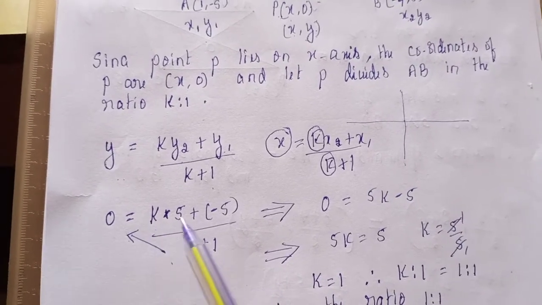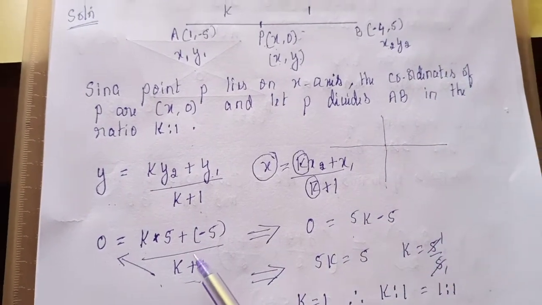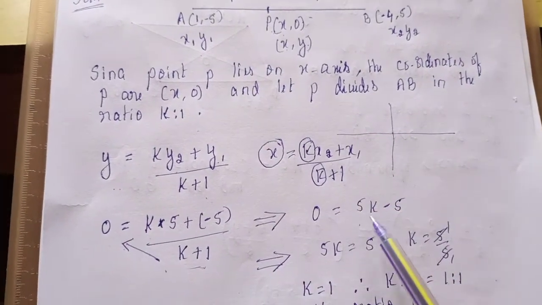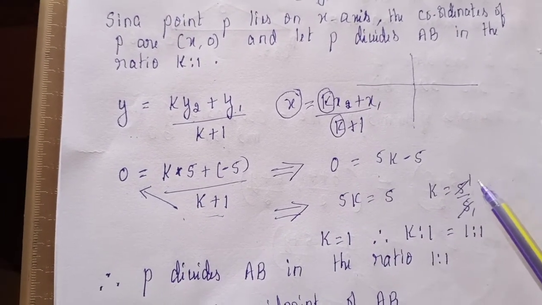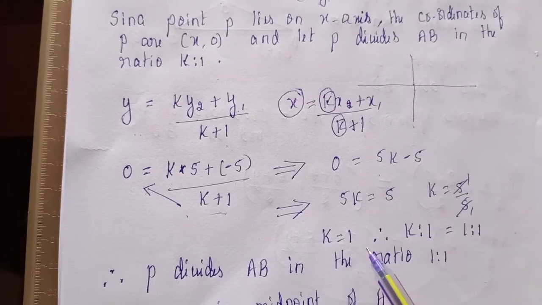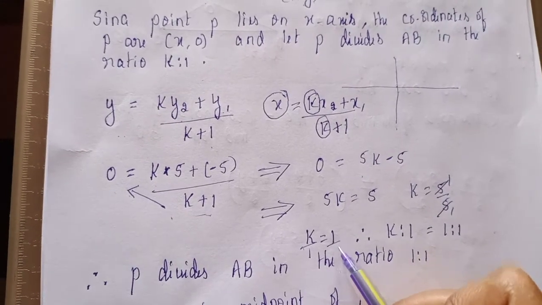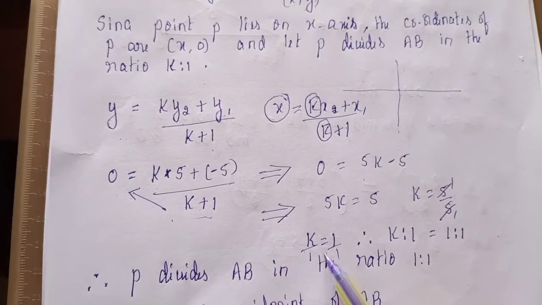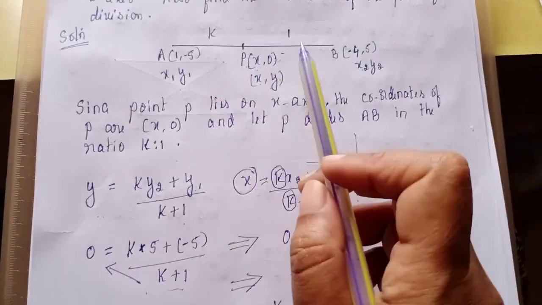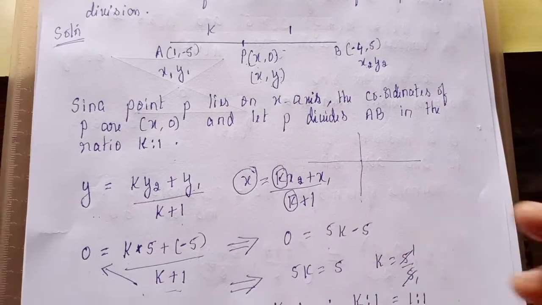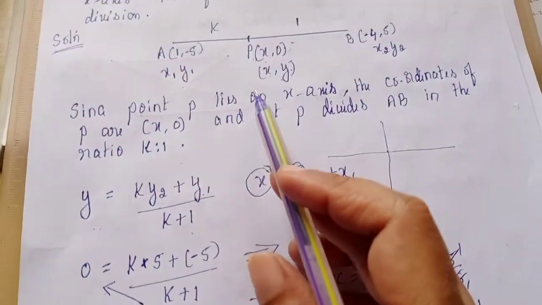5 into k, 5k minus 5. What is this 5? The y2 value, you can see here y2 is 5, plus y1 which is minus 5. So 5k minus 5 equals 0. Send minus 5 to this side: 5k equals 5. k equals what? 5 divided by 5. So k equals 1. That is k:1, that is 1:1. So can you conclude the ratio I got is 1:1? Can you conclude that P is the midpoint of AB? Yes, sure.